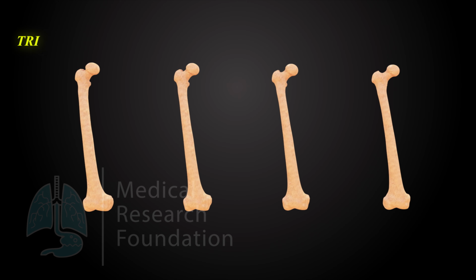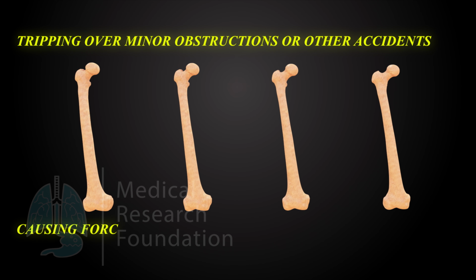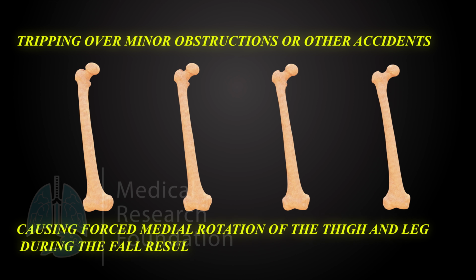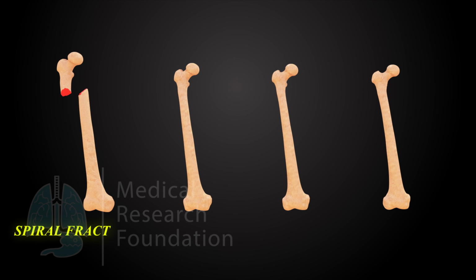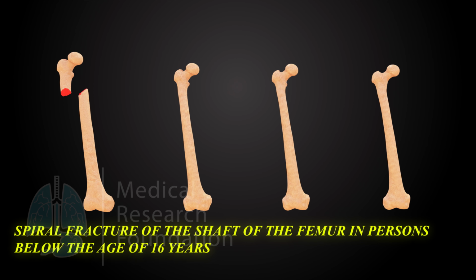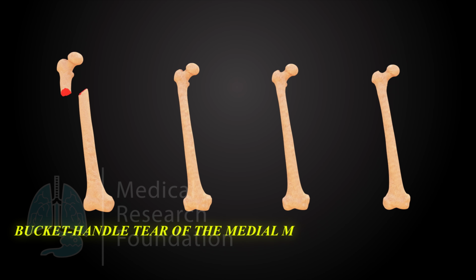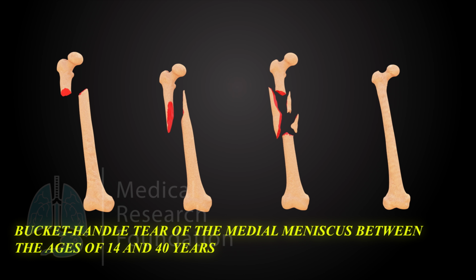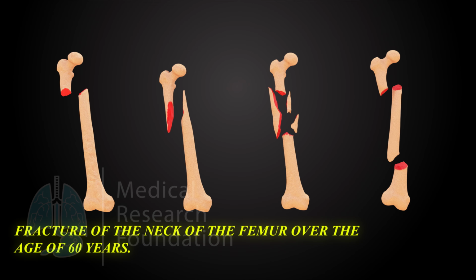Clinical anatomy. Tripping over minor obstructions or other accidents causing forced medial rotation of the thigh and the leg during the fall results in spiral fracture of the shaft of the femur in persons below the age of 16 years. Bucket handle tear of the medial meniscus between the ages of 14 and 40 years. Fracture of the neck of the femur over the age of 60 years.